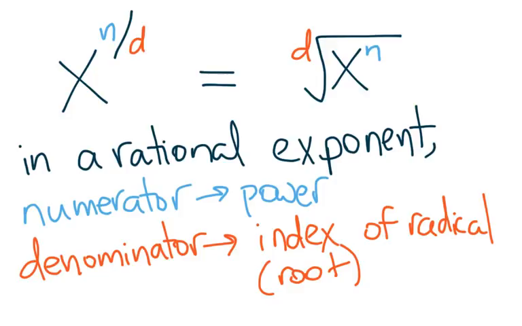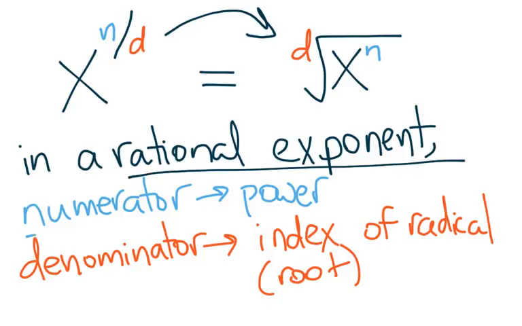All right, so we're going to see that rational exponents, or exponents that have a fraction in them, are just different ways of expressing radical numbers. Let's take a look at how we can convert between the two. X to the power of n over d is the same as saying that you are raising x to the n power and taking the d root of that.